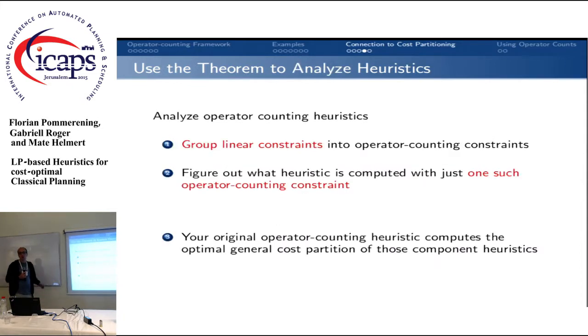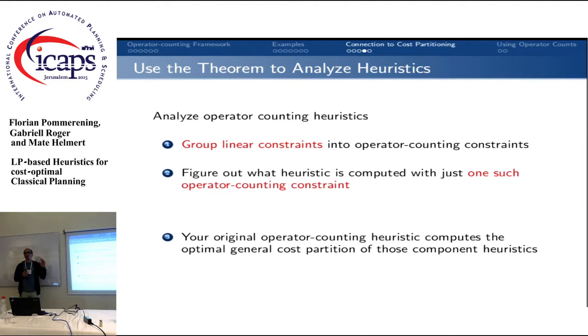Now, as a third way, and in my opinion, the most interesting way to use this theorem is to analyze existing heuristics and see what they actually compute. So we start with an operator counting heuristic, and we want to figure out what it is a cost partitioning of. So we are trying to find these component heuristics. And we can do this in general with 3 steps. So an operator counting heuristic has a number of linear inequalities. And we can group those into operator counting constraints. So we can basically consider any group of those as one operator counting constraint.